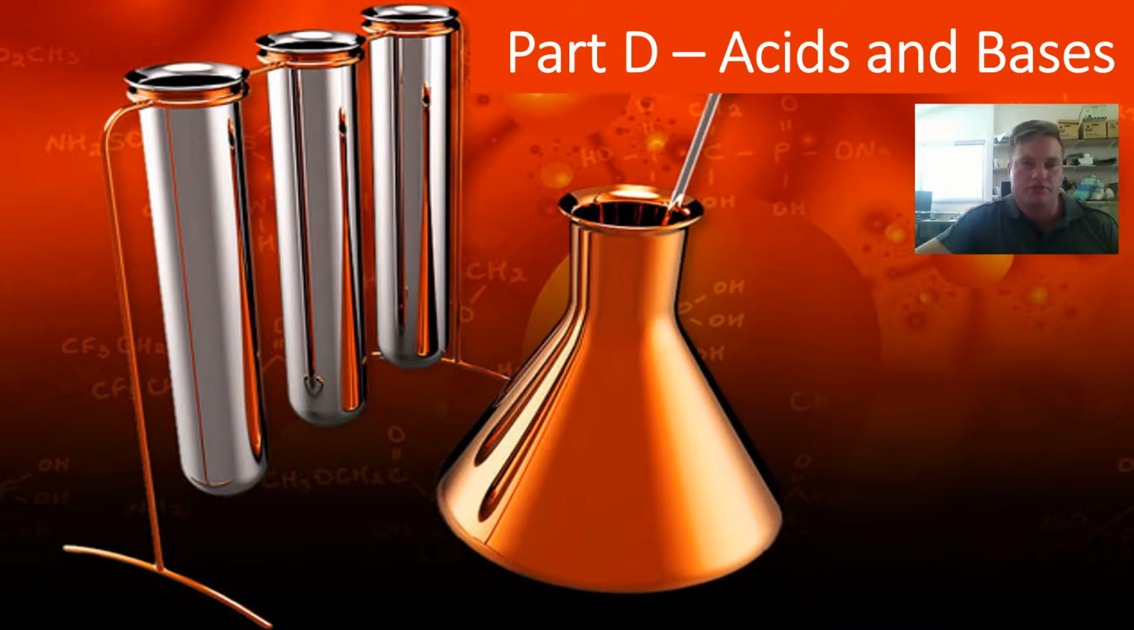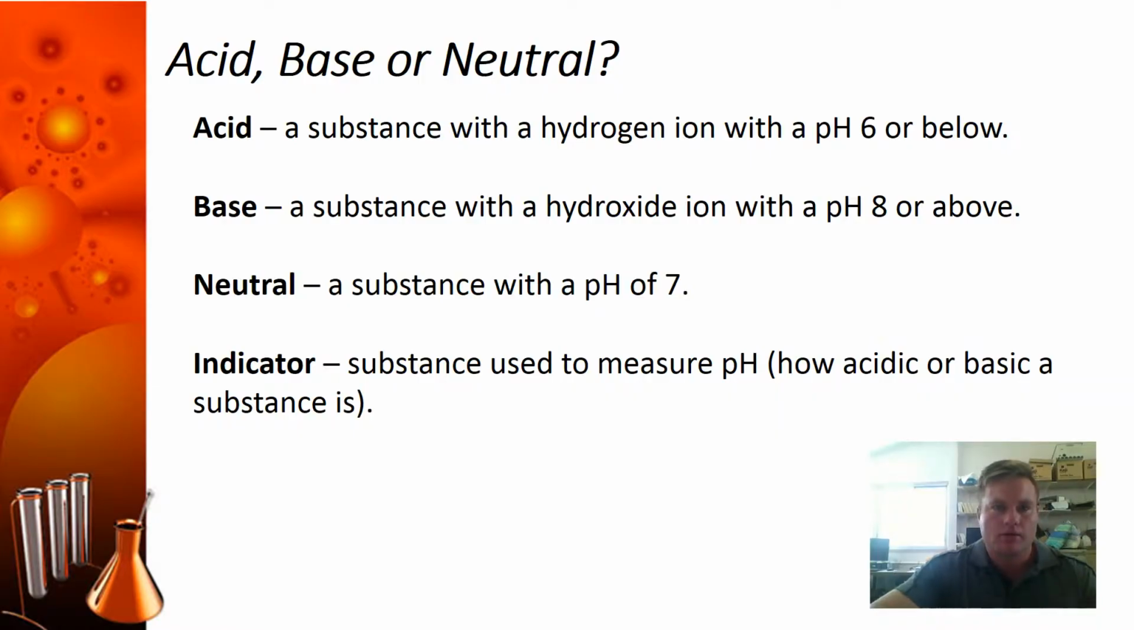This is your second revision video where we have a look at acids and bases, indicators, and basic chemical reactions. In terms of acids and bases, you need to know that an acid is a substance with a hydrogen ion with a pH below 6. A base has a spare hydroxide ion and a pH above 8. Something that's neutral has a pH of 7. And an indicator is something that we use to measure the pH.